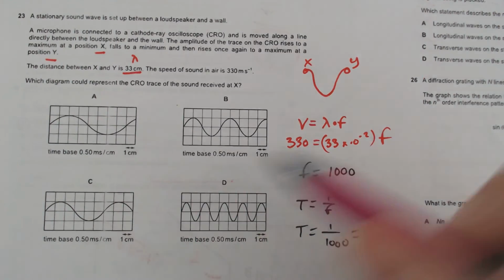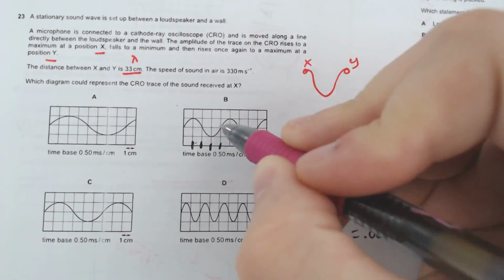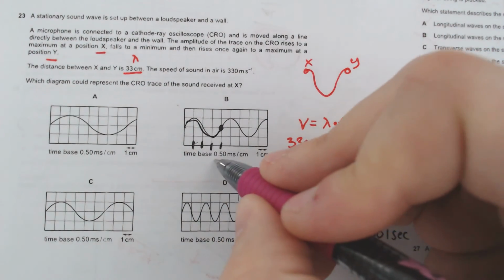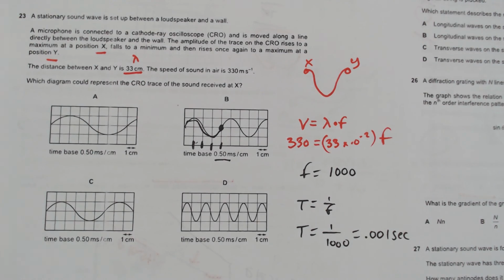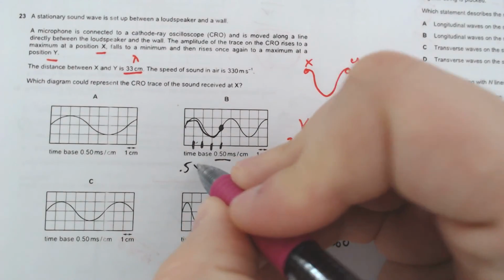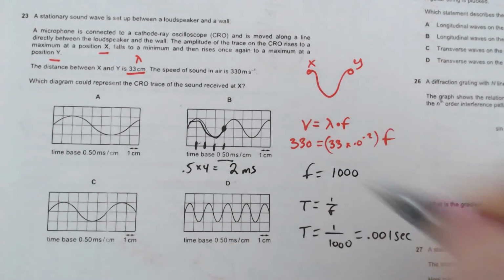When we count up this, it goes 1, 2, 3, 4. We're done with a single cycle. And each of those represented 0.5 milliseconds. And if you add up 0.5 four times, 0.5 times 4 is equal to 2 milliseconds.